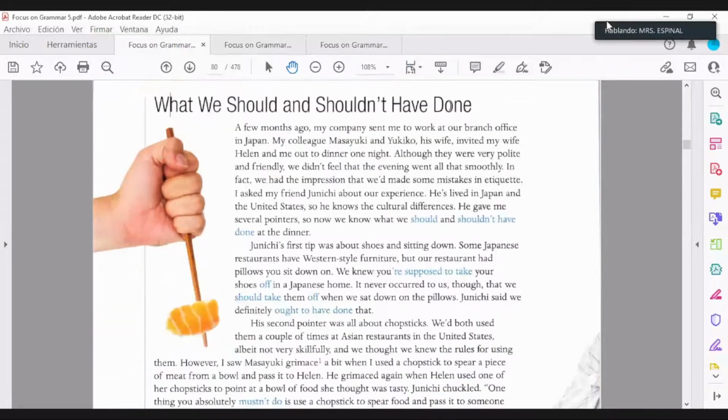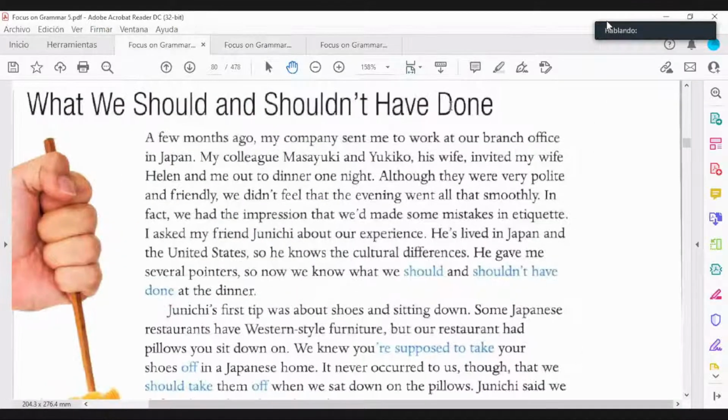Okay, what we should and shouldn't have done. I will start the reading and then I will ask one of you to continue with it. Can you see it correctly? Yes. Okay, perfect.